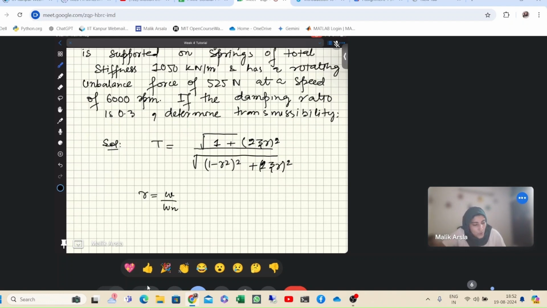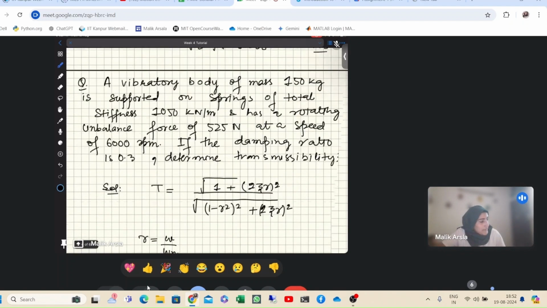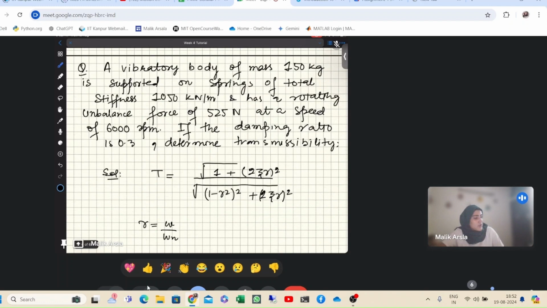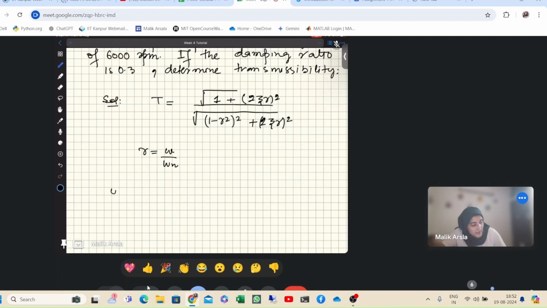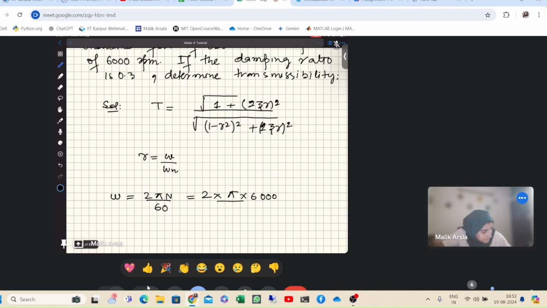Now omega can also be found out because it has been given that it has a speed of 6000 rpm. So the speed of 6000 rpm means omega will be 2 pi N upon 60, because it is in rpm. So that's why we divide by 60. It will be 2 into pi into 6000 upon 60, right? So basically it will be equal to 100, so it will be 200 pi.